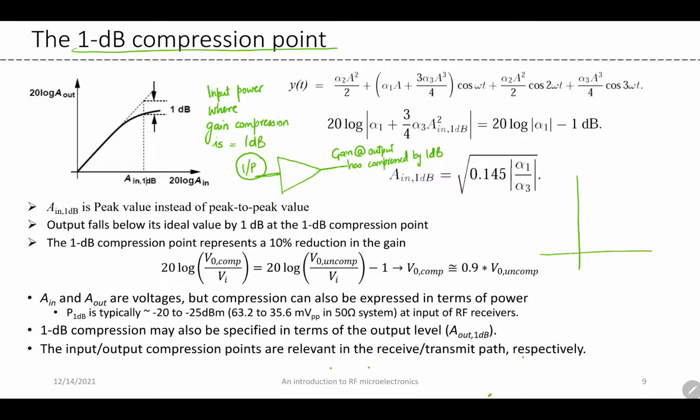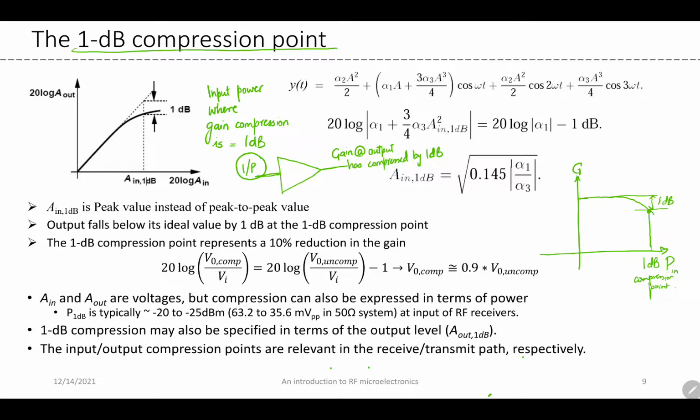So what you're doing is you are increasing the input power and looking at the gain. For low input powers the gain is almost flat, but as you go on increasing the input power, you'll see a dip in the gain. The point where this dip becomes 1 dB will be your 1 dB compression point. So that's your 1 dB compression point.